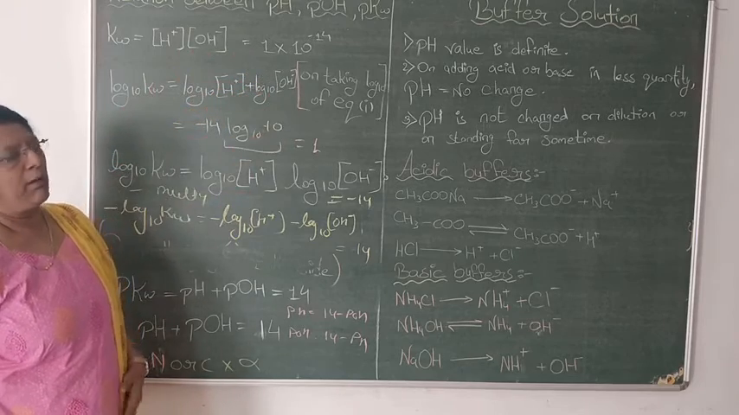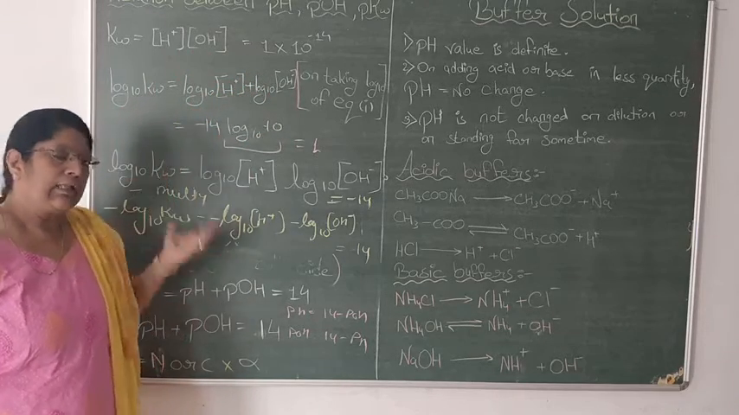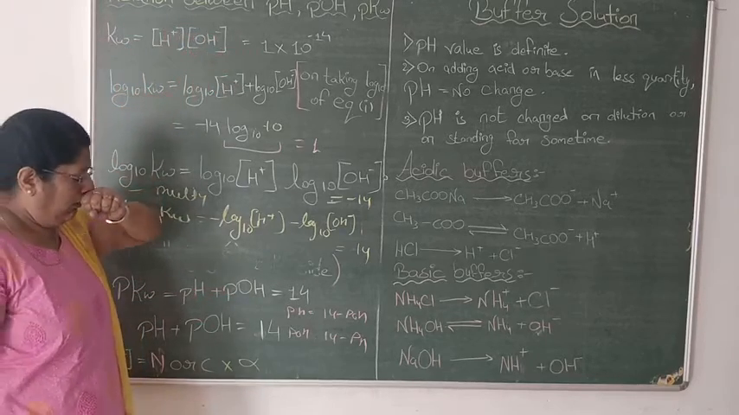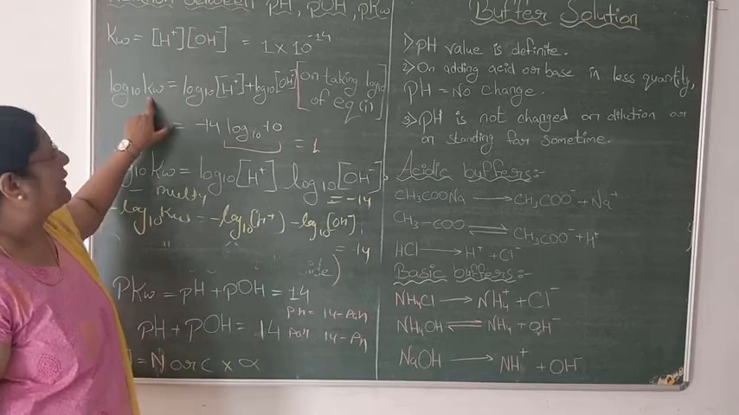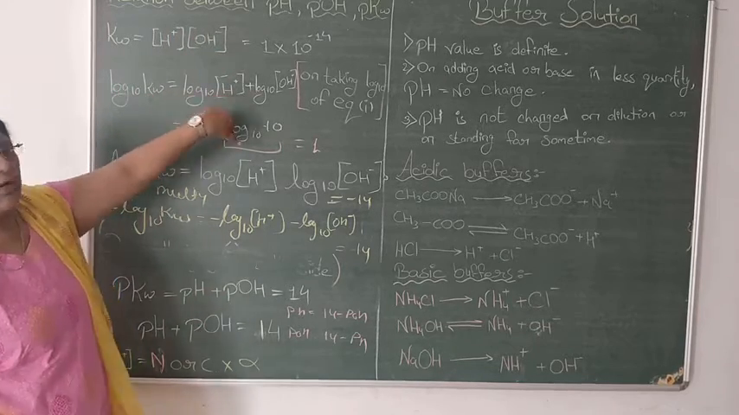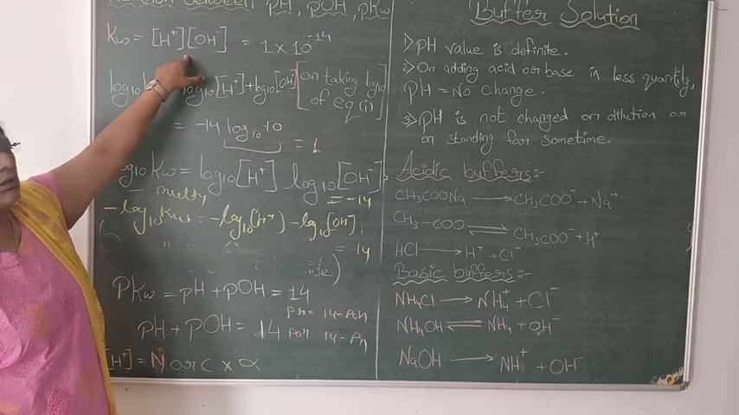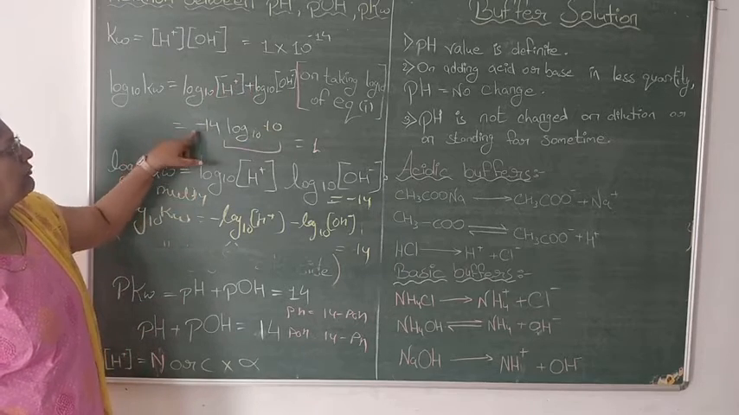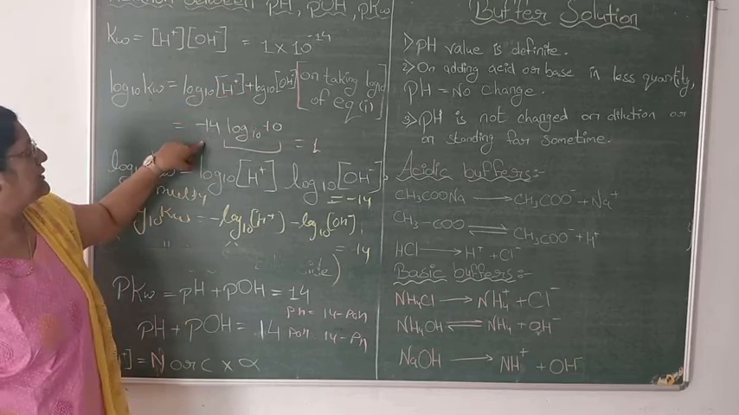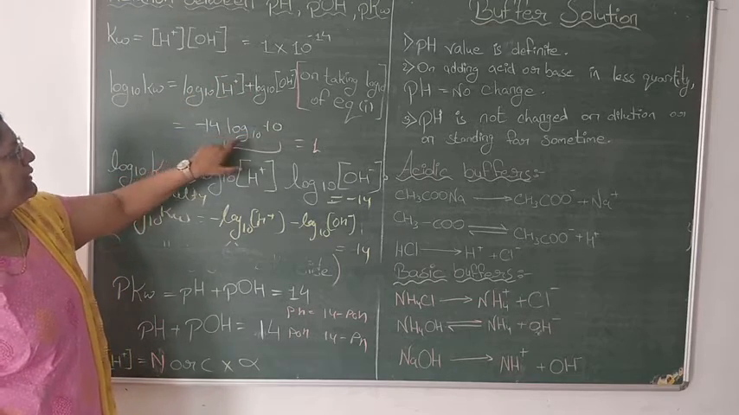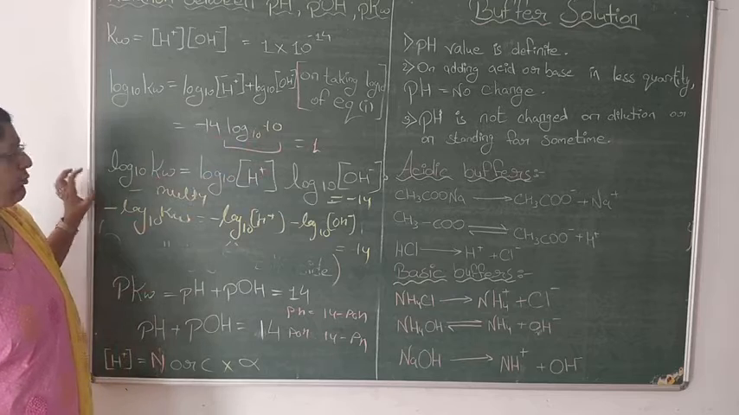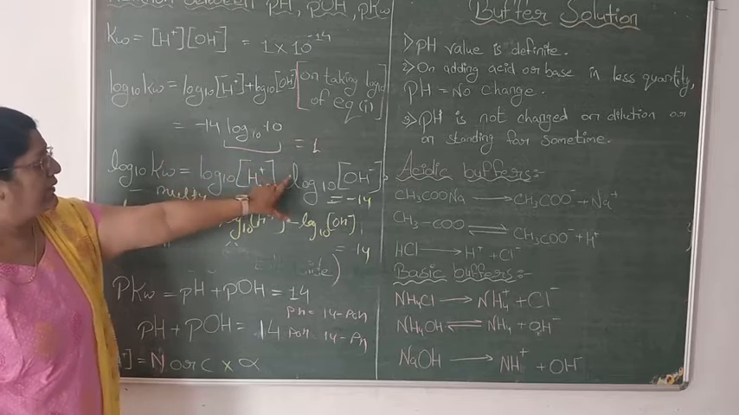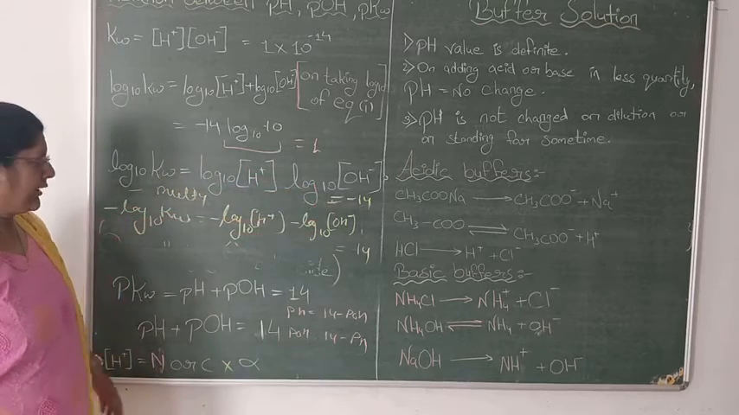1 into 10 to the power minus 14 at 25 degrees centigrade, that I have already taught you. Now if we take the logarithm of this equation, we write log base 10 Kw is equal to log base 10 of the hydrogen ion concentration, because it is a multiplication, so it will come as plus, log base 10 of the OH negative ion concentration, is equal to minus 14, log base 10 10. The value of log base 10 10 is equal to 1. So in the next equation, log base 10 Kw is equal to log base 10 H positive ion plus log base 10 OH negative ion is equal to minus 14.